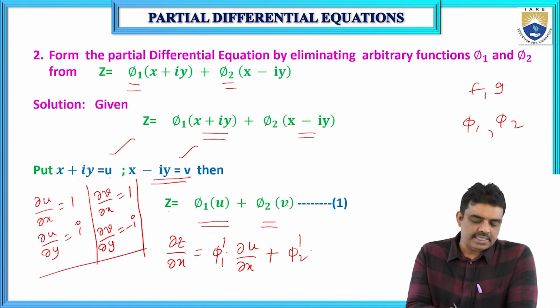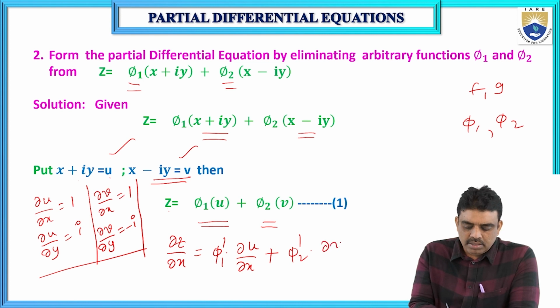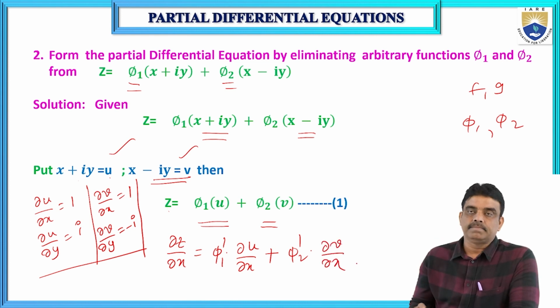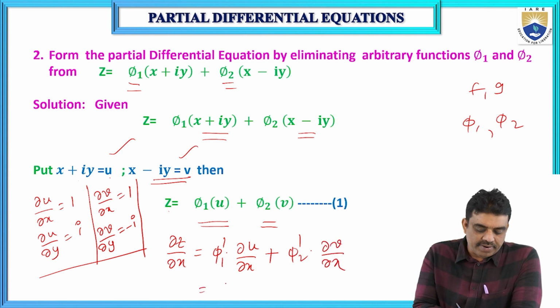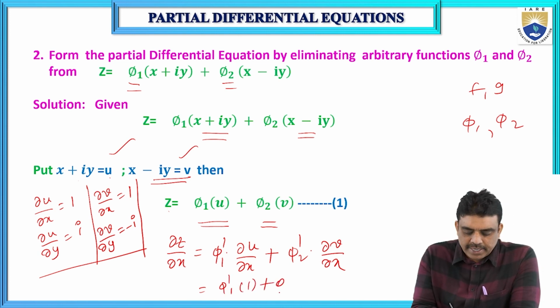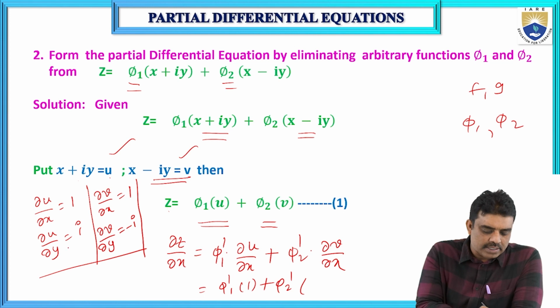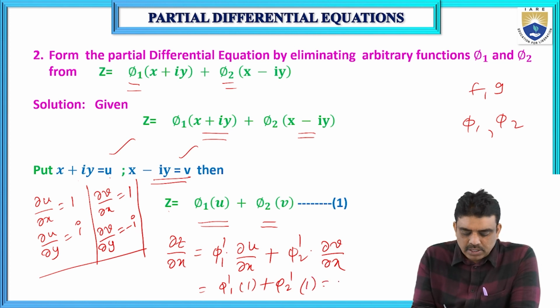Phi 2 of v means it is a function of x and y only. So phi 2 dash into this is dou v by dou x. So what is phi 1 dash? Dou u by dou x, that is 1, plus phi 2 dash into dou v by dou x. Dou v by dou x is also 1. So this is phi 1 dash plus phi 2 dash.